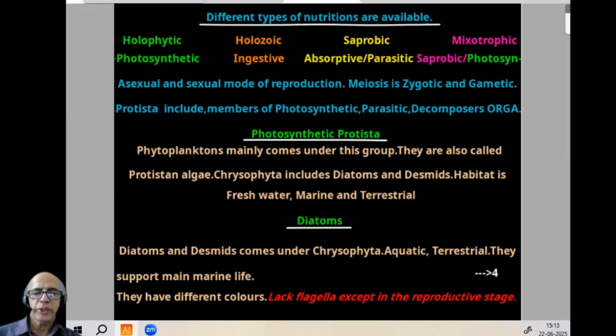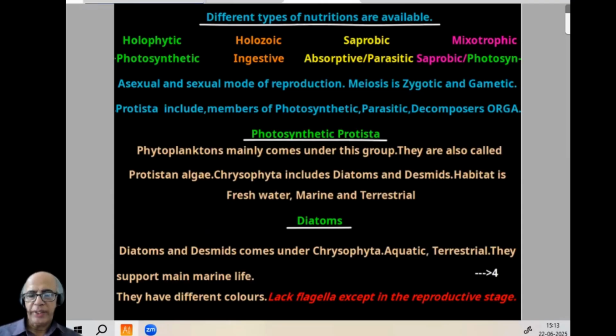Now, asexual and sexual modes of reproduction are there. Meiosis is zygotic and gametic. Protists include members that are photosynthetic, parasitic, decomposers. Now comes photosynthetic protista.